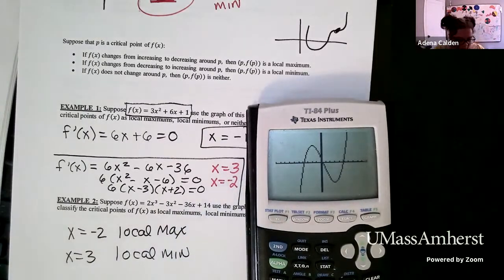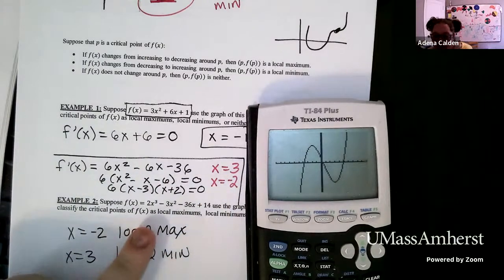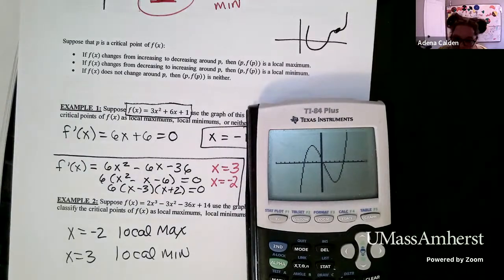So it's a really good idea to be comfortable graphing things on your graphing calculator because it's always a good idea to check the original function to make sure it matches what you're saying that the critical points are. You can always double check that on a graph, and that's good practice.